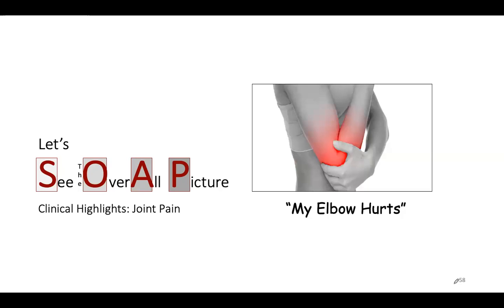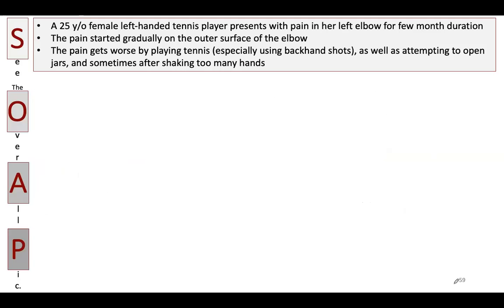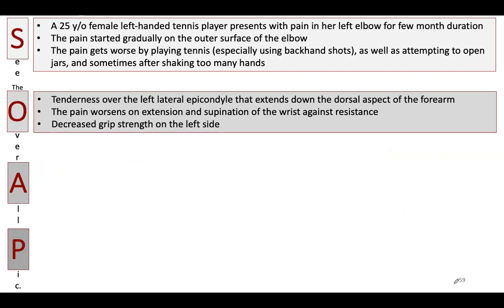Okay, let's see the overall picture. A 25-year-old female left-handed tennis player. What are you going to answer? You see tennis player in the question stem. The answer is lateral epicondylitis. Pain in her left elbow for a few months. She's left-handed, so obviously she's using her left side more. That's why she got this lateral epicondylitis on the left side. Pain gets worse by playing tennis, as well as attempting to open jars, sometimes after shaking too many hands. There's tenderness over the left lateral epicondyle. That's lateral epicondylitis.